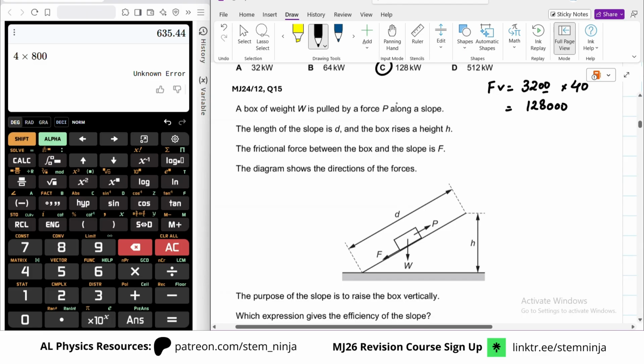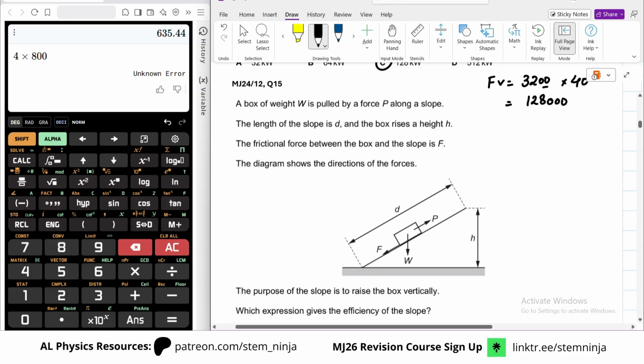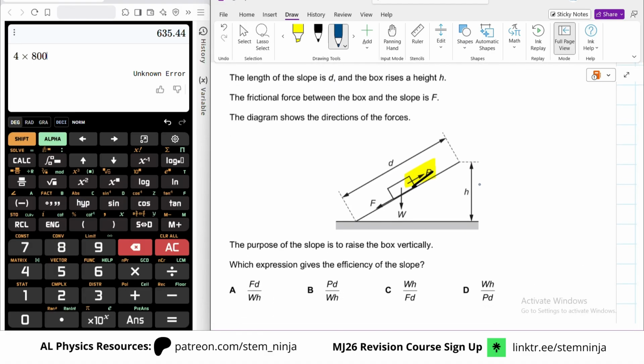Okay. So this means that in the energy terms, the work done by P is the input basically, right? However, we need to see what the total work is. So if the purpose of the slope is to raise the box vertically, the energy output basically is the mgh, which would be WH, divided by the total energy input that is coming from P.